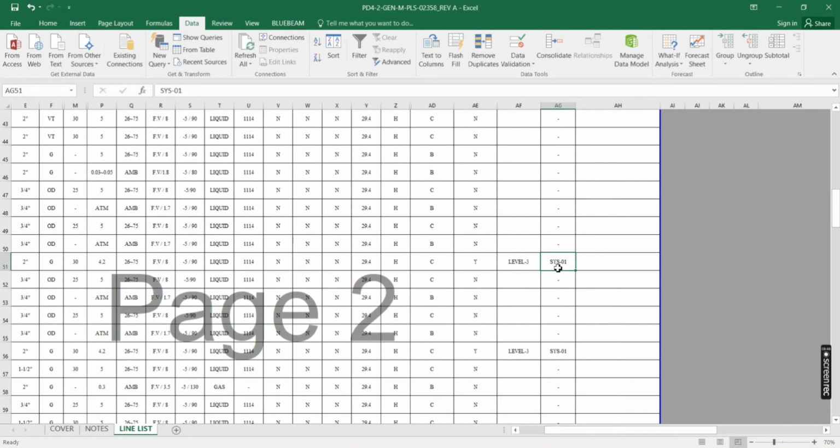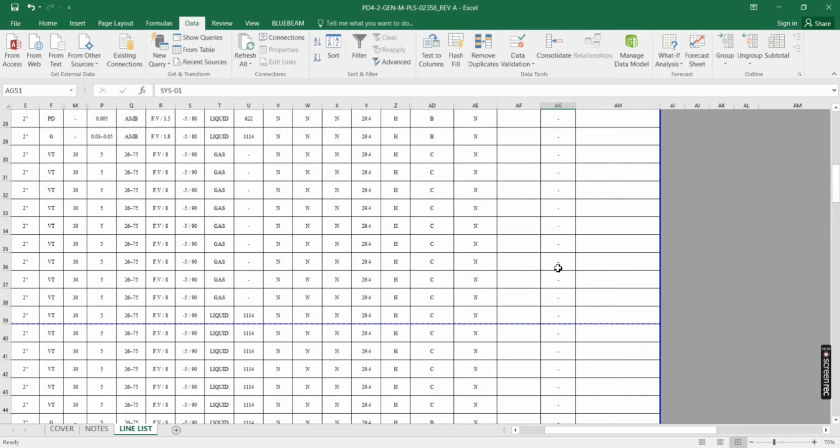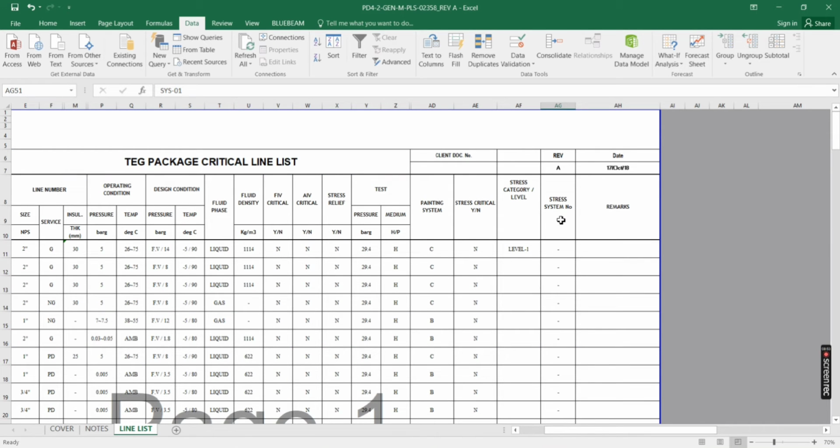Then you have to identify and provide the system number, the stress system number. So these three columns only we will add to the line list, and this line list will become the critical line list. This is part of our pipe stress analysis team, so we will take ownership of this particular document. Nobody else will have the authority to change anything. Only your lead pipe stress engineer will take authority for this document.